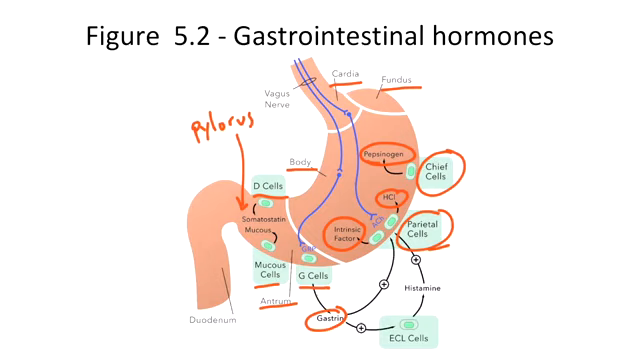The mucus cell is responsible for producing mucus, which makes sense, right? And the D cell is responsible for producing somatostatin. And this is a hormone that essentially shuts down the GI tract. We'll talk more about somatostatin later in the chapter.